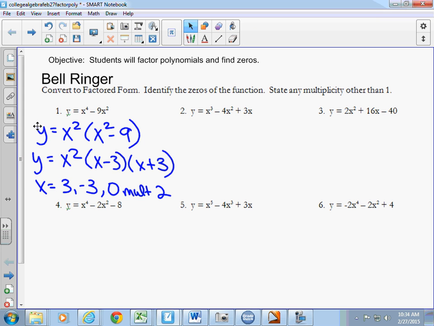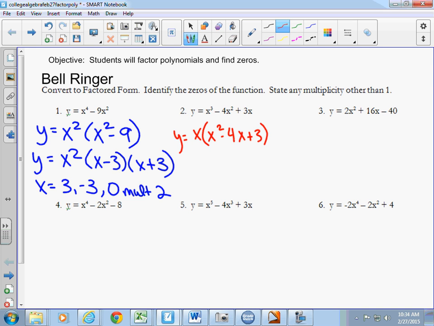Next one. Greatest common factor. X cubed. And then the second piece is left with 3 terms. So I try to unfoil it. I look at the factors of 3 that add to give me 4. They are both negative. None of them have a multiplicity higher than 1. And based on the way it's worded, I don't have to say anything unless the multiplicity is greater than 1.